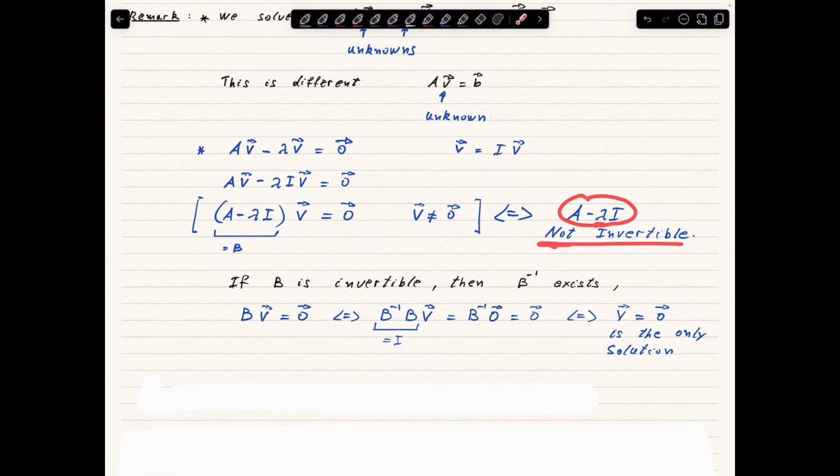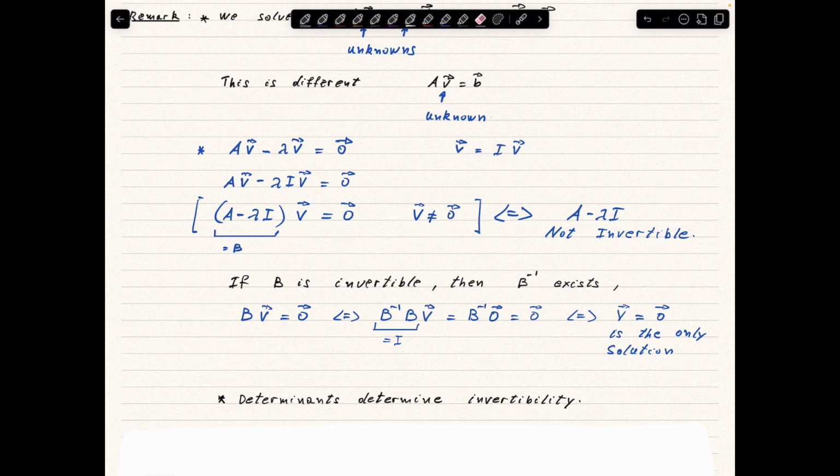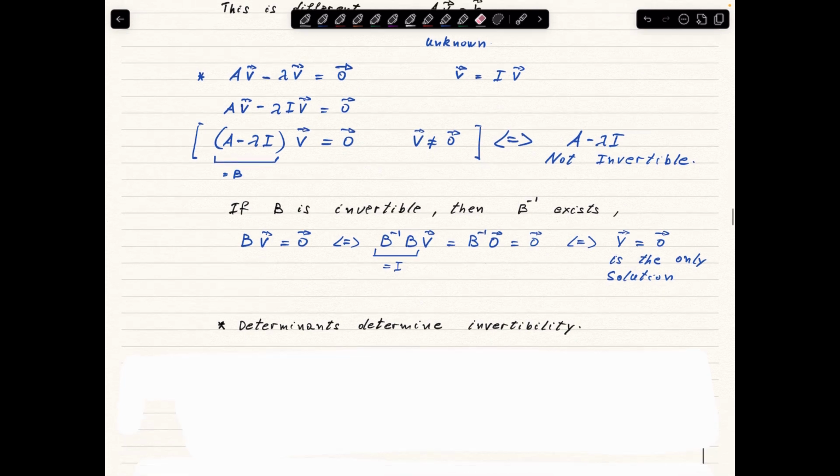This is what we gain. We get rid of V, the vector. We have only a condition on lambda. So now we need to find the condition on a matrix that determines whether the matrix is invertible or not. Well, this is what determinants are for. A determinant determines whether the matrix is invertible or not.